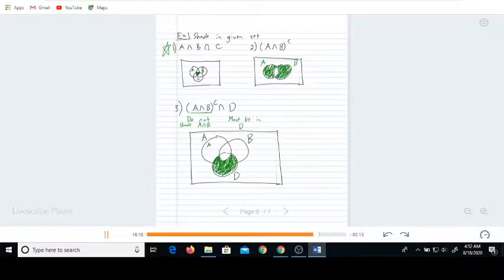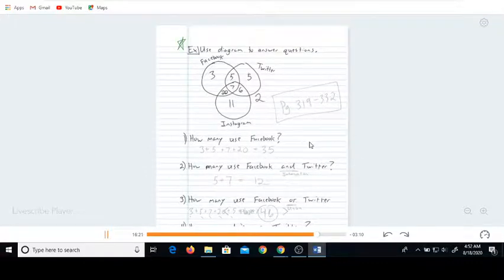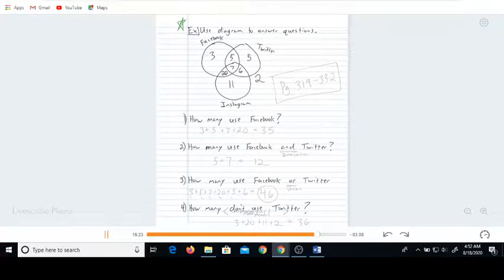Let's go ahead and look at one last example here. Use this Venn diagram to answer the questions. So here, we have a Venn diagram representing the number of people that use Facebook, Twitter, and Instagram. So question 1, how many use Facebook? We take all the data from the Facebook circle, which is 3, 5, 7, and 20, and add that up together, and that's going to be 35, I believe. Yep, 35. So in this data set, there's 35 people that use Facebook.